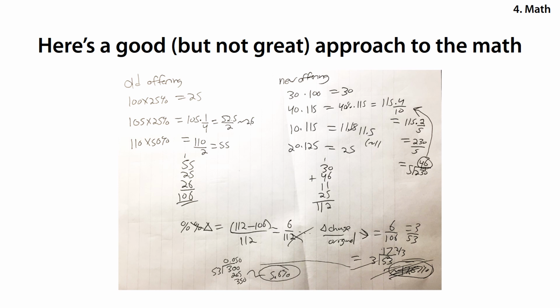So it's going to be 6 over 112, or no, change over original, 6 over 106 rather, which is 3 over 53, and 53 goes into 3 about 0.056. Okay, so 5.6% increase is what I'm saying.